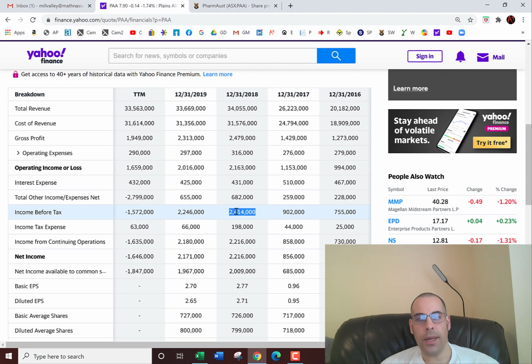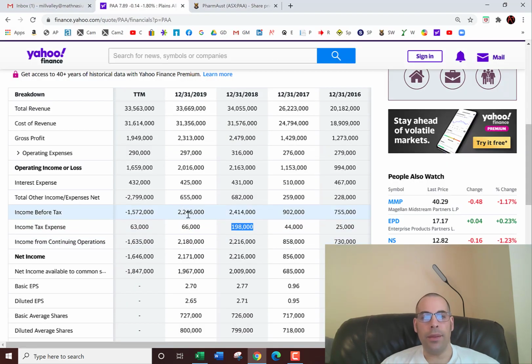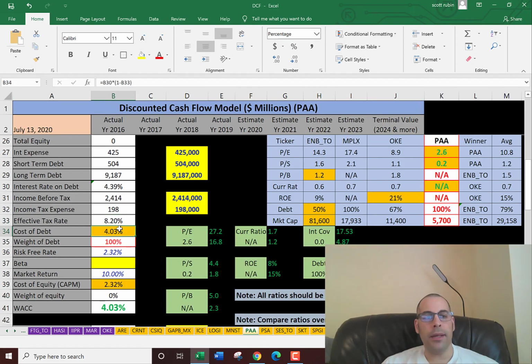Their income before tax was $2.4 billion, and their income tax was $198 million. That means their effective tax rate was only 8%. But the other years on the income statement are even less in taxes, so that's why I said 2018 would be the best year. So the cost of debt is 4%.